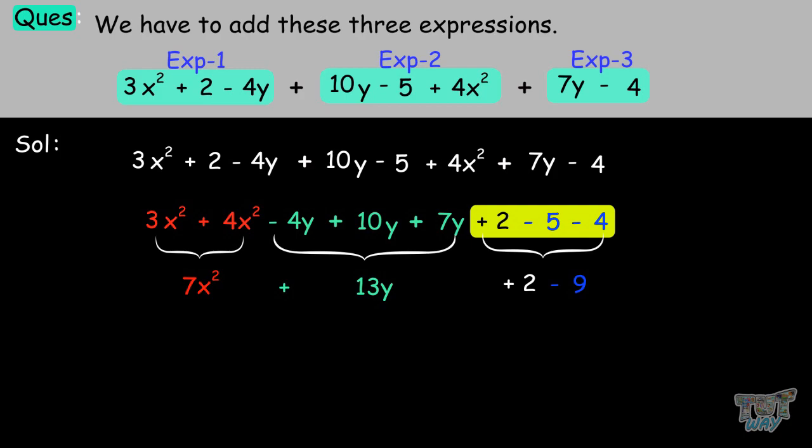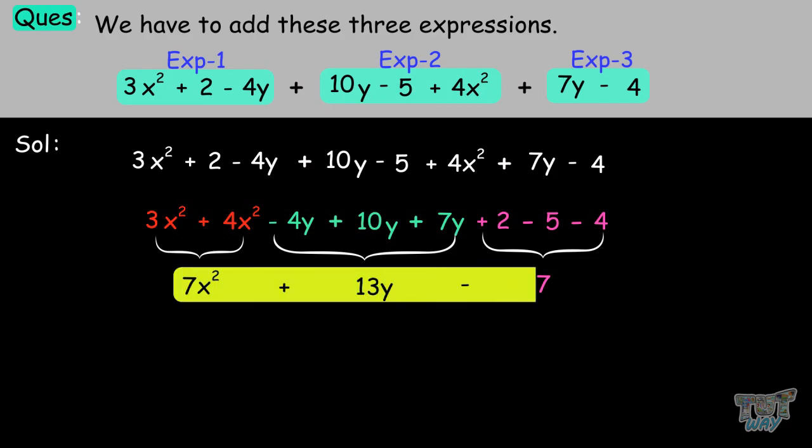Negative 9 is a larger number, so you keep that, and then you get negative 7 as the final answer. So you are left with 7x squared plus 13y minus 7. You can see all of these are unlike terms. Therefore, this will be our final solution.